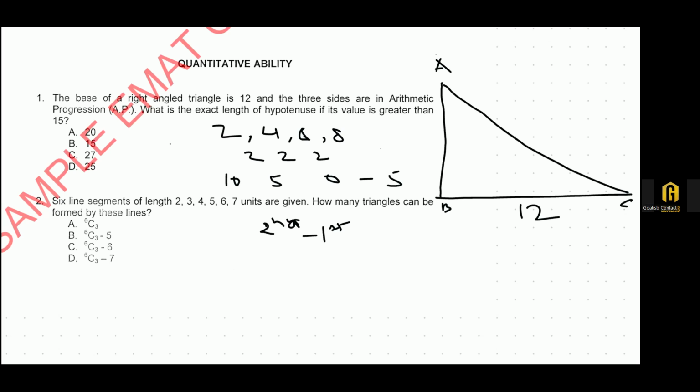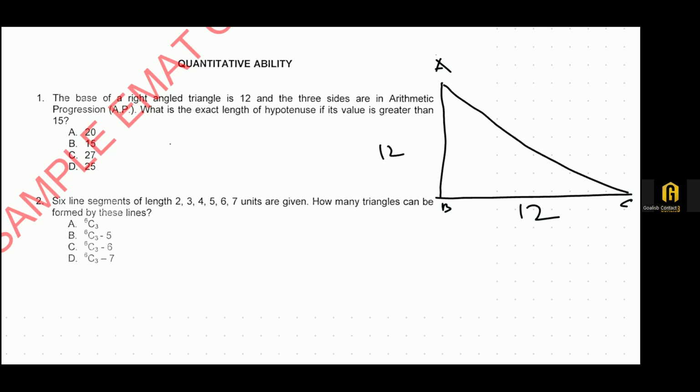So let us assume the side AB could be 12 plus x if it is bigger than 12, or it could be 12 minus x if it is lesser than 12. And if this term is 12 plus x, then this term will be 12 plus 2x, because the hypotenuse is the longest side of a right triangle. This is the right angle here.